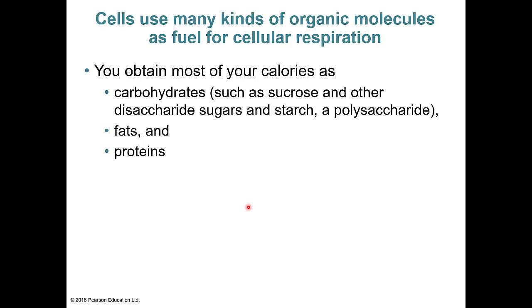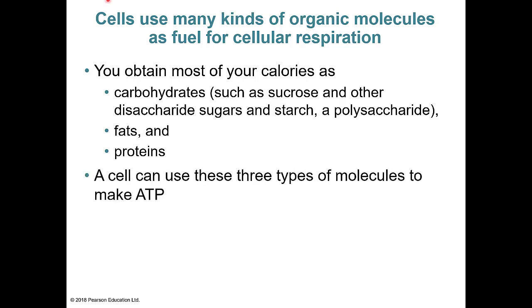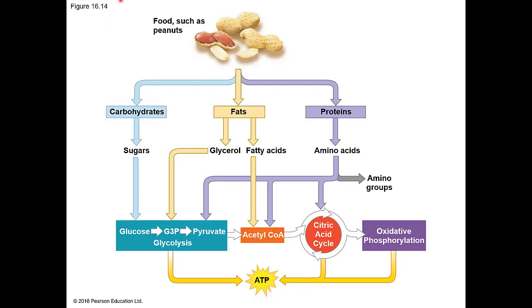You also can burn fats. And so we'll see how we can burn fats through this process. And we can also sometimes burn proteins for energy. So the cell can use any of these types of molecules to make ATP. This looks at the different ways that these molecules come into this whole process. So the one that we've looked at so far, we looked at sugars going through glycolysis and then all the way through to oxidative phosphorylation, generating our ATP.